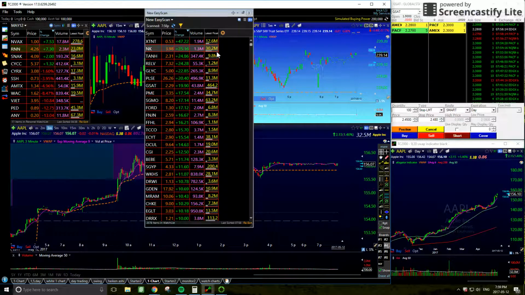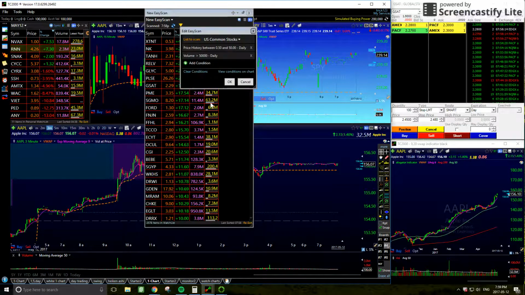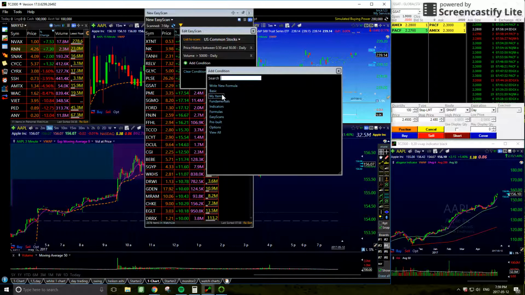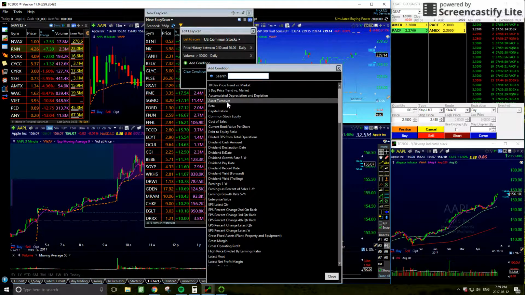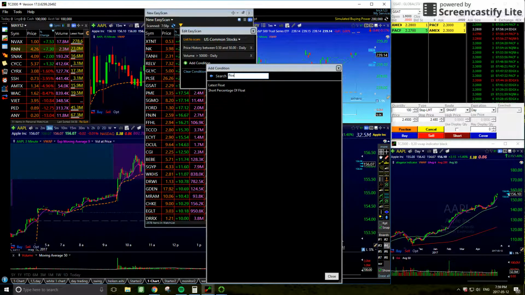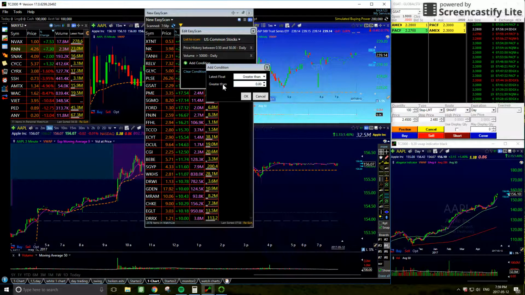It helps you keep an eye on things during the day, and you can also scan for, we'll go back into it here, if you wanted to scan for float as well, if you just want the low float top percentage gainers, because I know low floaters are very good right now.